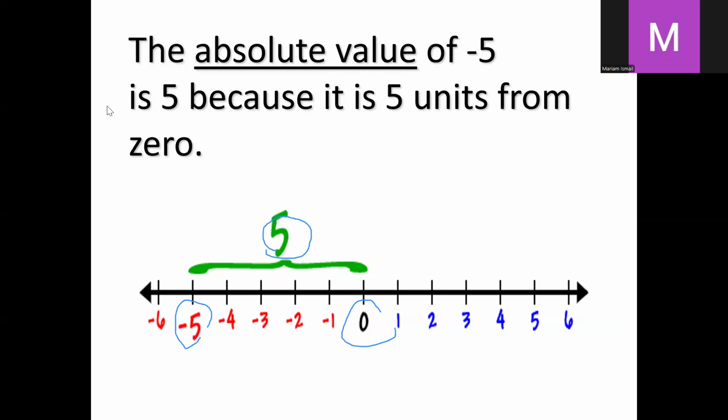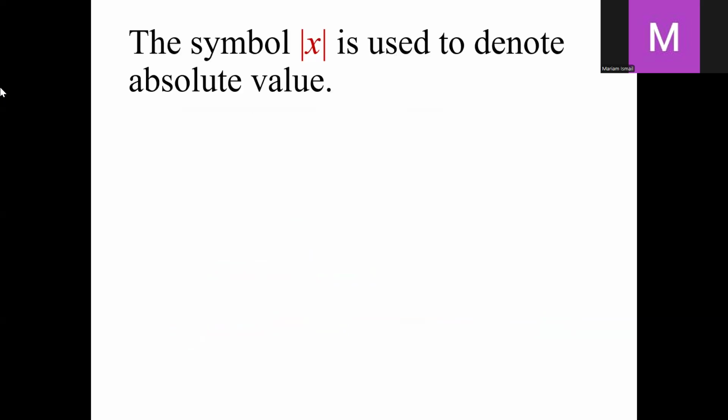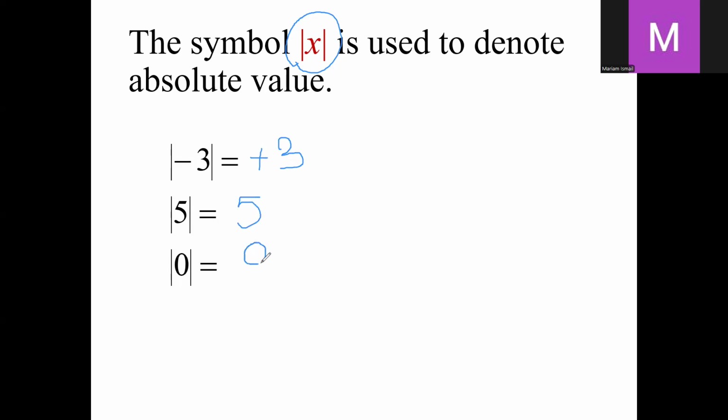So we can see that the absolute value of any number is always positive. Here is the symbol of the absolute value. When I want to find the absolute value, I have to use this symbol. For example, let's find the absolute value of minus 3. Absolute value of minus 3 is plus 3, since the distance between minus 3 on the x-axis and the origin is 3. Absolute value of 5 is 5, and of 0, 0. So the absolute value is always positive.